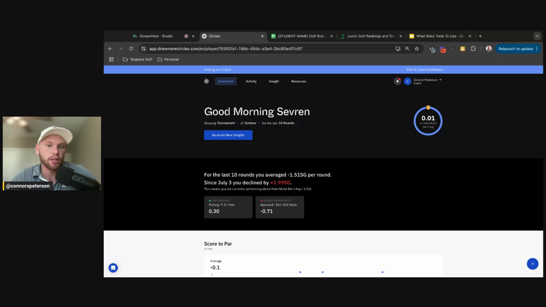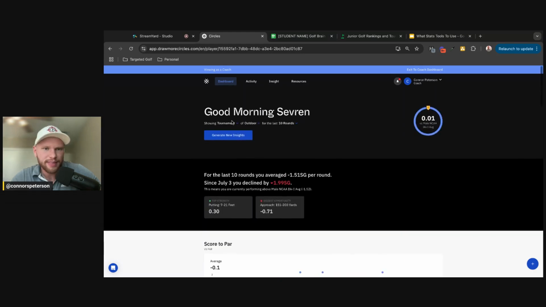Personally, I'm still learning to use it. I find Circles to be a much smoother interface. I find Clip to have some odd features. I know they have their integration with Arccos and stuff like that, but personally, Circles is my favorite just because it has all these statistics that I need. It's very easy to use, and I can do everything that I need to do, which is really, at the end of the day, what's the most important.